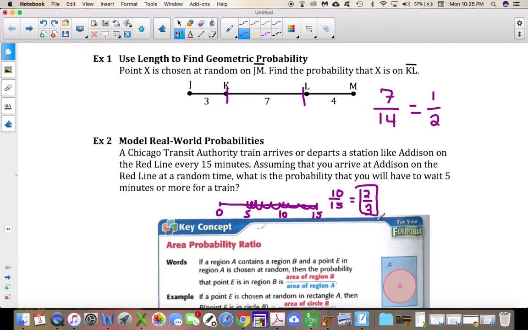Okay, so realistically, I want to plan that into my time, so that 66% of the time, basically, this is what 66% is. 66% of the time, I'm going to have to wait more than 5 minutes.